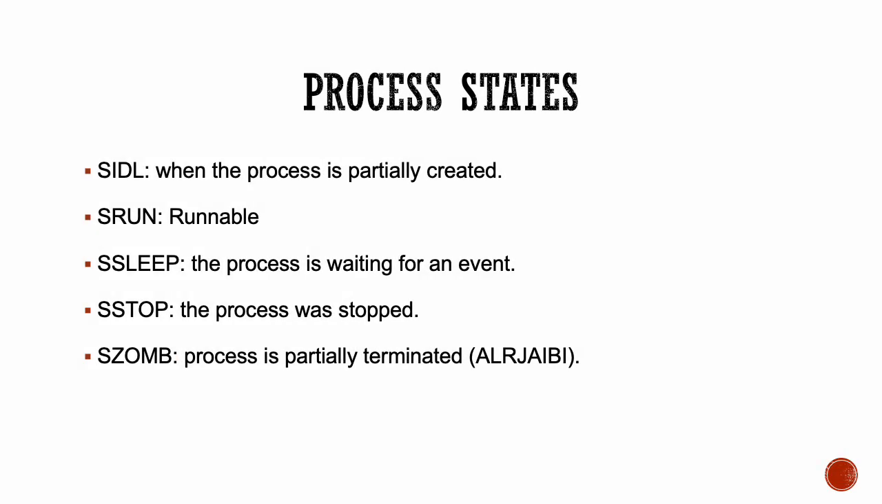macOS makes use of five process states. The first one is SIDL, which is idle, and this is when the process is partially created and it's getting ready to run. SRun is when the process is runnable. Sleep is when the process is waiting for a trigger for the process to start to occur and for it to be processed. Stop is when the process is stopped. And Zomb, which is short for zombie, is when the process is partially terminated or terminated completely.